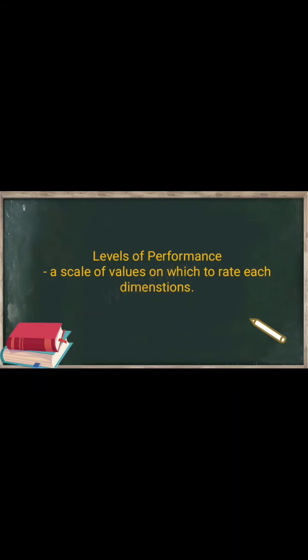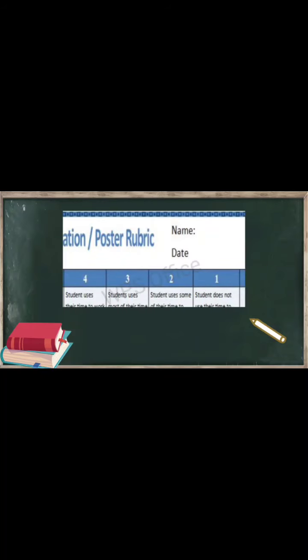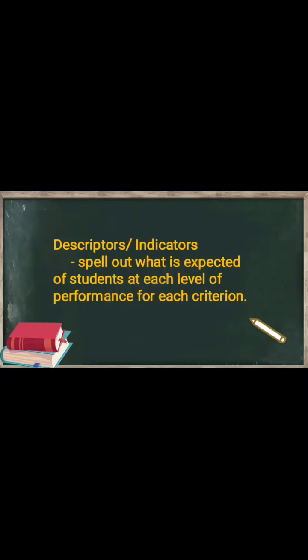Next is the levels of performance. It is a scale of values on which to rate each dimensions. Yung levels of performance naman ay makikita sa upper part ng rubrics. Itong nakalagay na 4, 3, 2, 1 na scale. Minsan din ay words yung nakalagay which are excellent, good, satisfactory, and needs improvement.